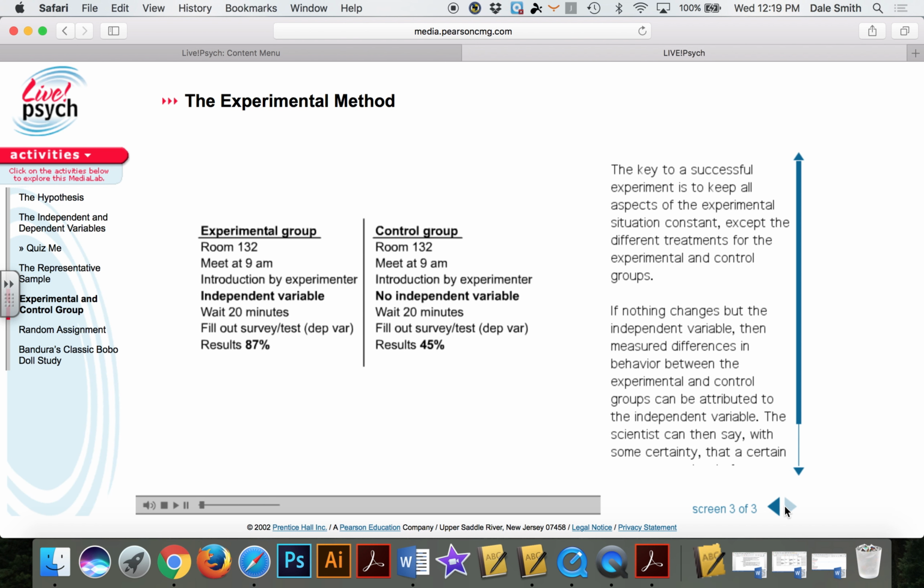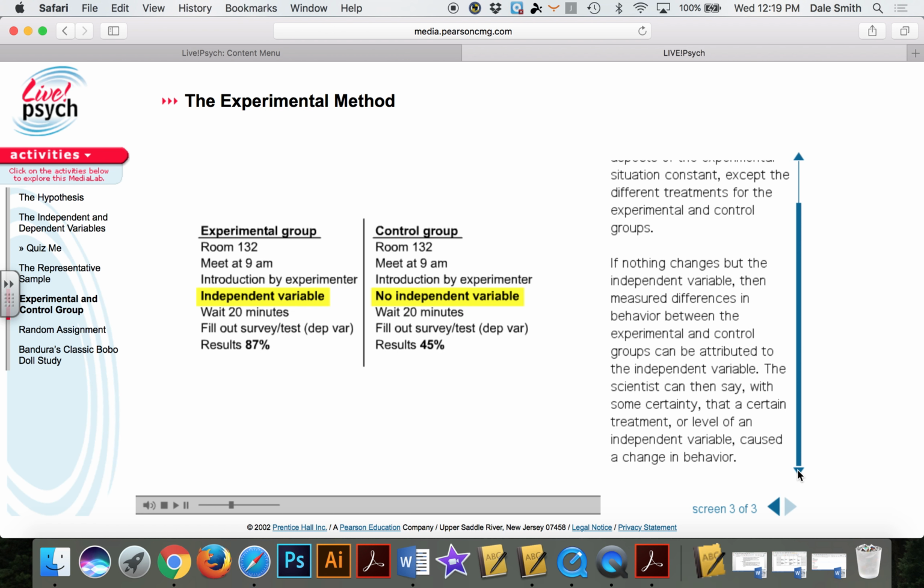The key to a successful experiment is to keep all aspects of the experimental situation constant, except the different treatments for the experimental and control groups. If nothing changes but the independent variable, then measured differences in behavior between the experimental and control groups can be attributed to the independent variable. The scientist can then say with some certainty that a certain treatment or level of an independent variable caused a change in behavior.